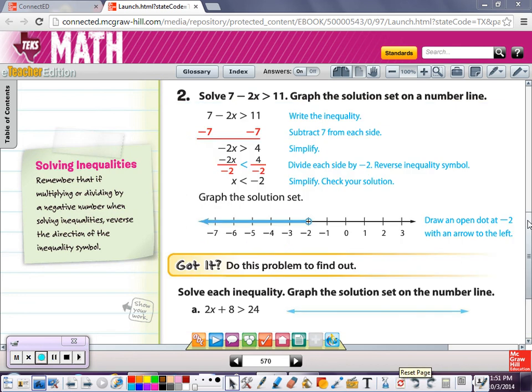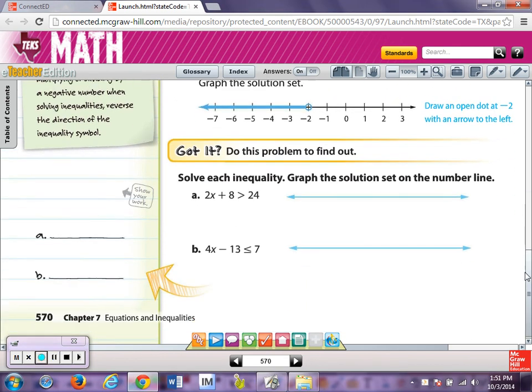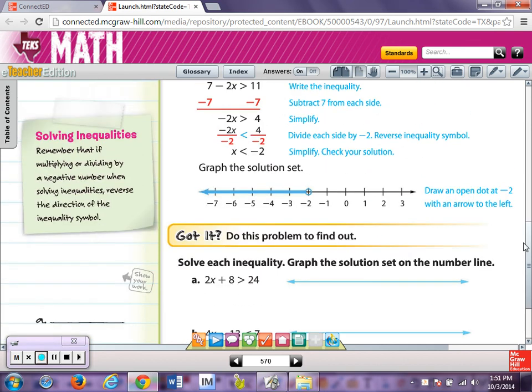If not, I'm going to ask that you guys go ahead and go to the bottom of this page and work on the Got It, A and B. Show your work on a separate sheet of paper. Make sure you graph your solution on the number lines here and write your answers on the side. And if you have any questions, feel free to ask us in class.